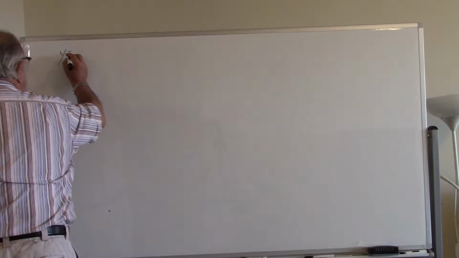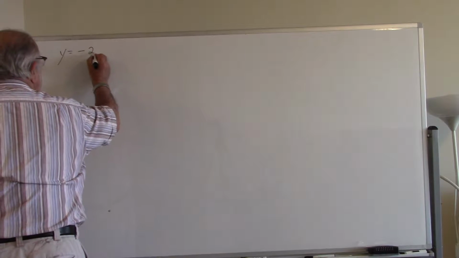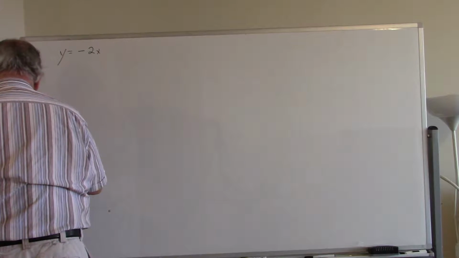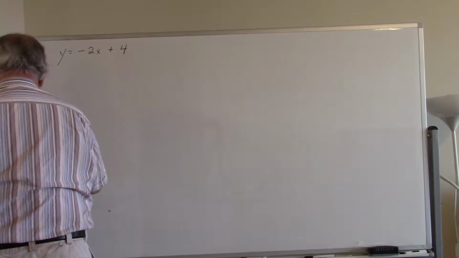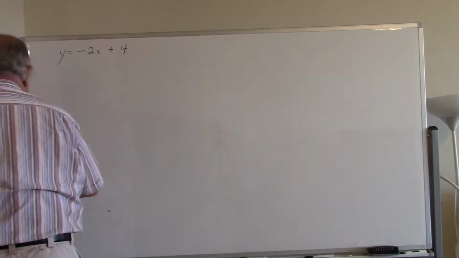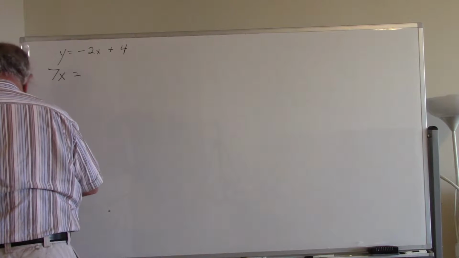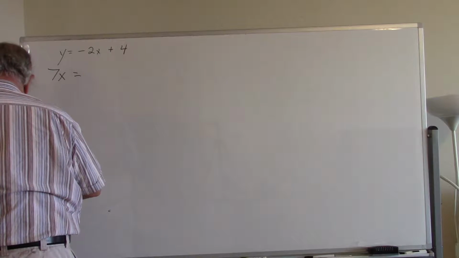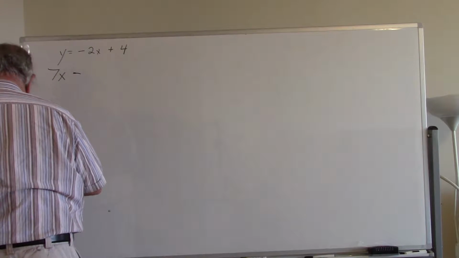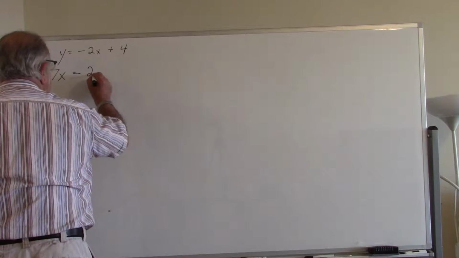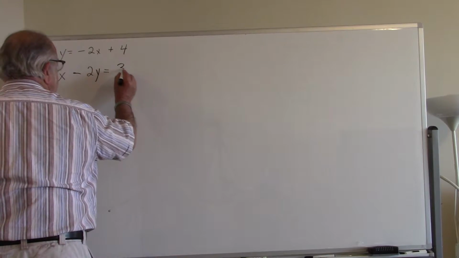y equals minus 2x plus 4. 7x minus 2y equals 3.